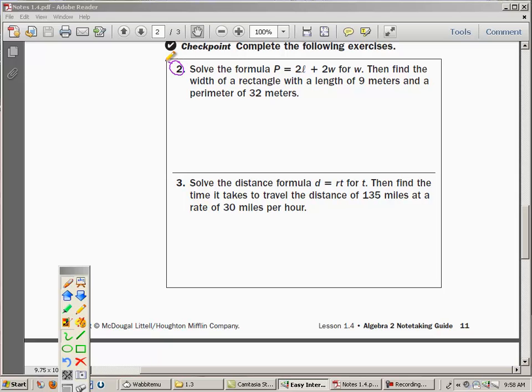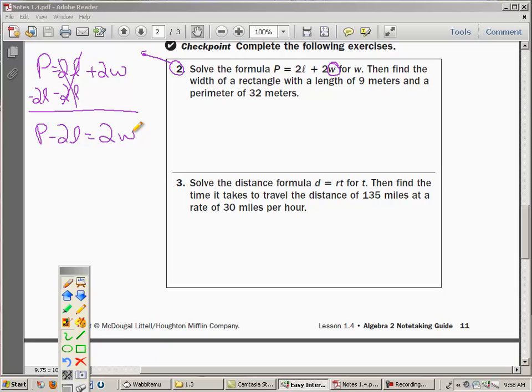In number 2, we're going to start this one over here. We're trying to solve for the width. So that means I'm trying to get width by itself. So I get perimeter equals 2 times the length plus 2 times the width. I'm going to subtract 2 length from both sides. Okay, and so I get P minus twice the length is equal to twice the width.